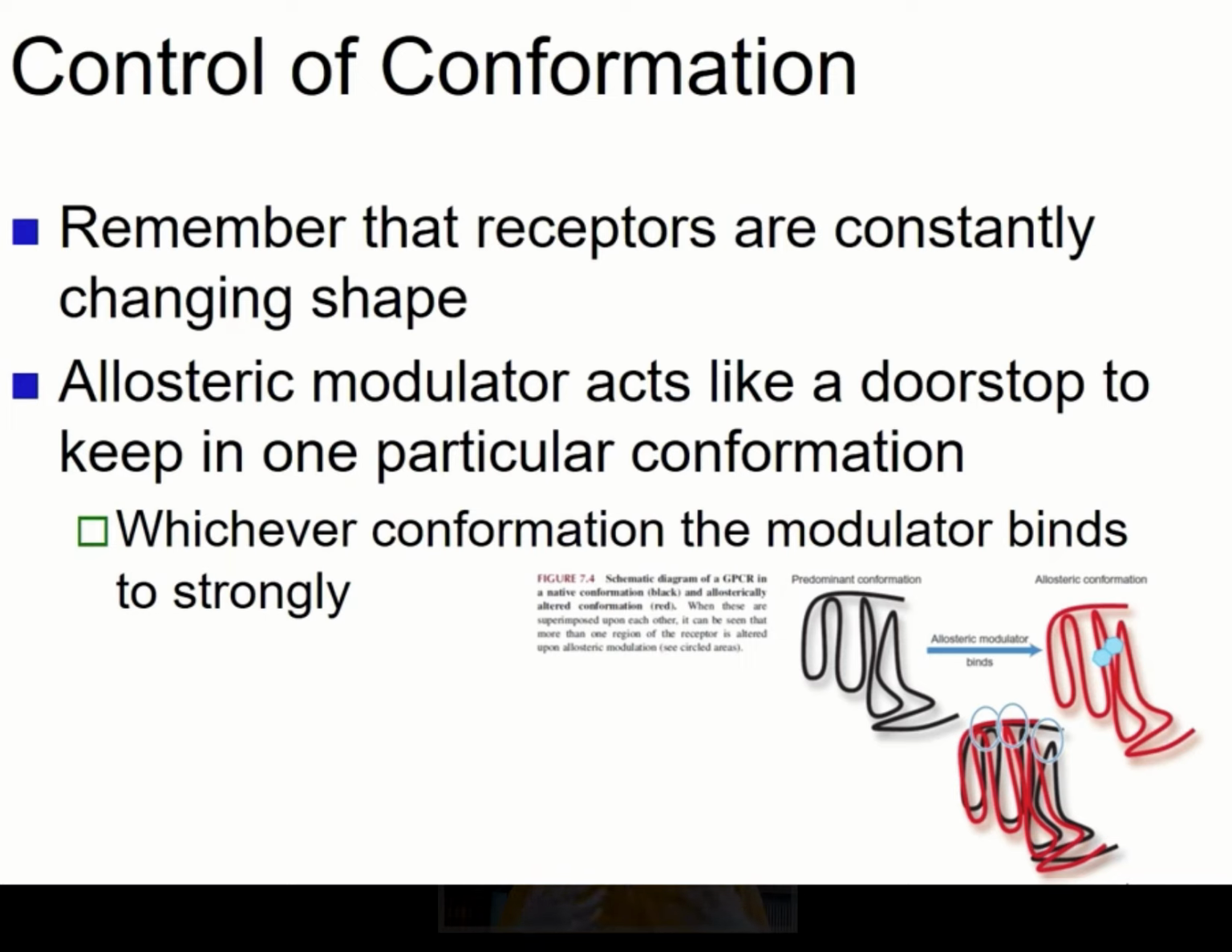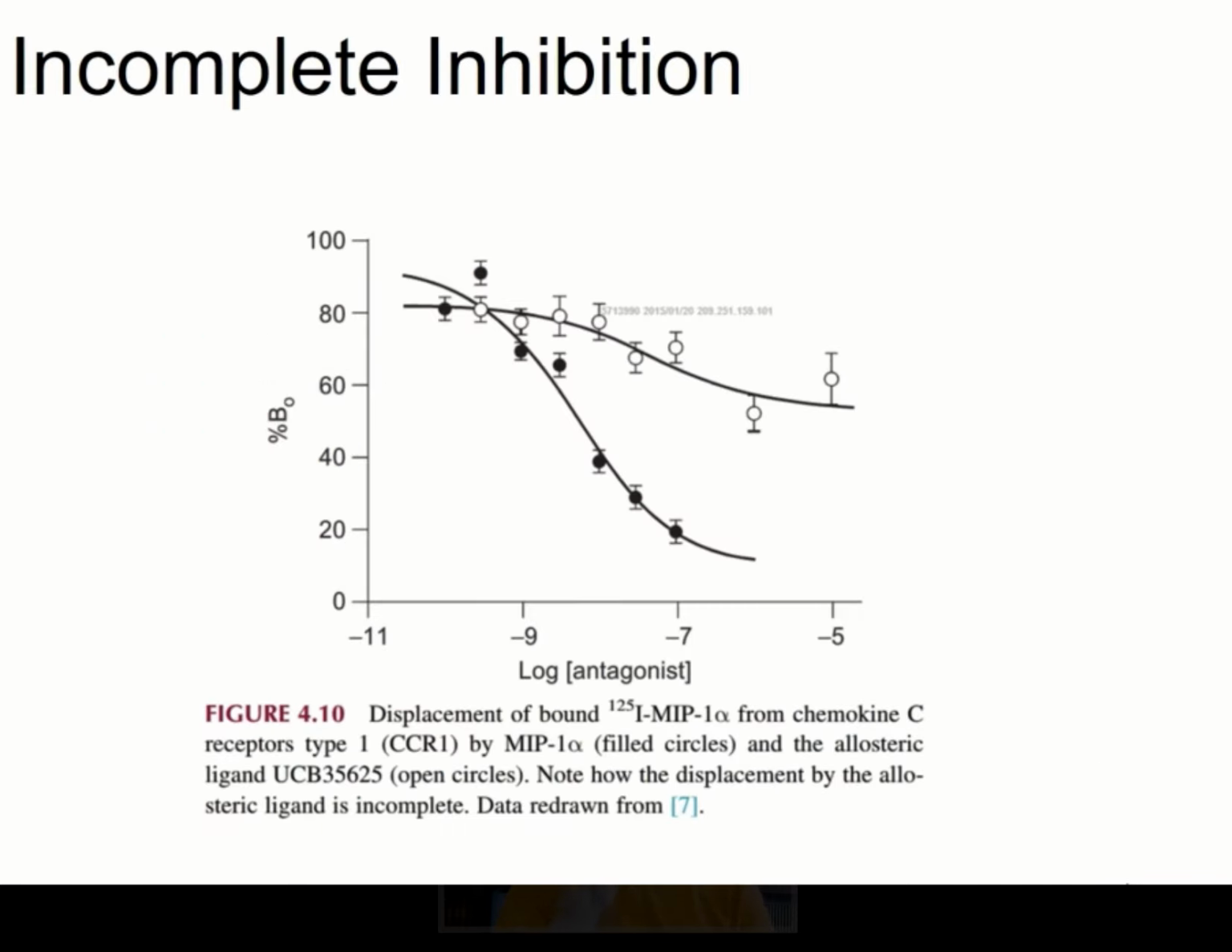Another advantage or disadvantage, depending on the situation, of an allosteric modulator is that it is going to provide incomplete inhibition. Remember that all it's going to do is change the affinity of the agonist to the receptor, and it cannot prevent the agonist from binding. And so no matter how much allosteric inhibitor you bind, you are always going to have some agonist binding. Now, if you want to absolutely prevent agonist binding, this is not good, because you're still going to achieve some response. You're never going to get down to 0% response.